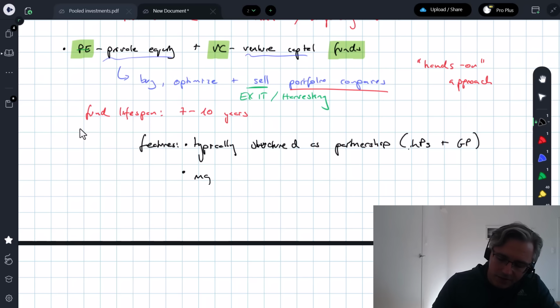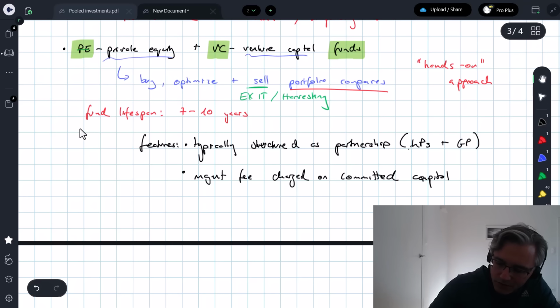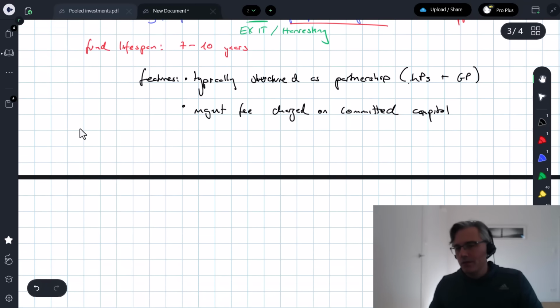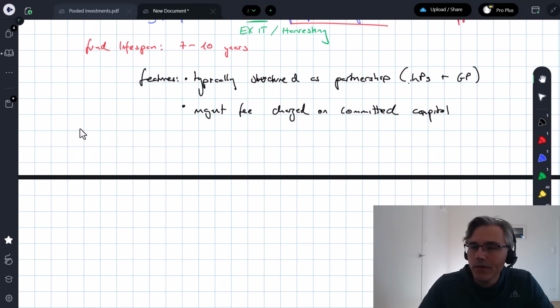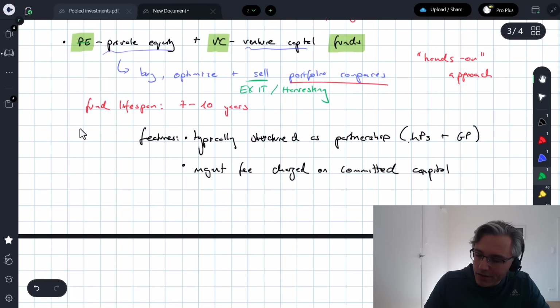Another distinct feature is that the management fee over here is charged on something called committed capital. So when you find investors who want to participate in such a fund, you typically don't ask them for the money straight away. First, you ask them to make a commitment, a declaration of how much money they are willing to give you. And then once you have enough commitments from enough investors, you can actually start buying companies, portfolio companies, into the fund.